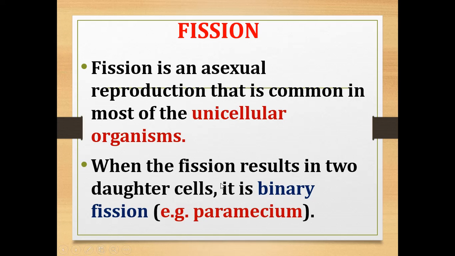When the fission results in two daughter cells, it is binary fission. Fission means division. One cell divided into two daughter cells is called binary fission. If the single-cell organism is divided into two daughter cells, then it is binary fission. Bi means two, isn't it? So binary fission means the fission which results in two daughter cells. For example, in organisms like paramecium, binary fission will take place.